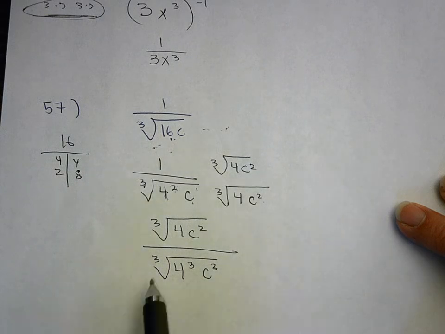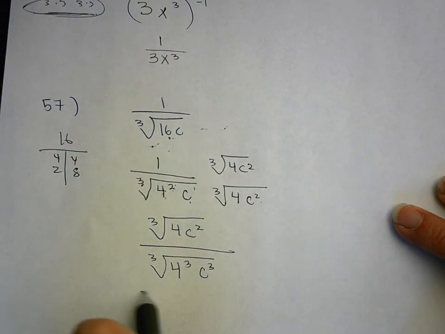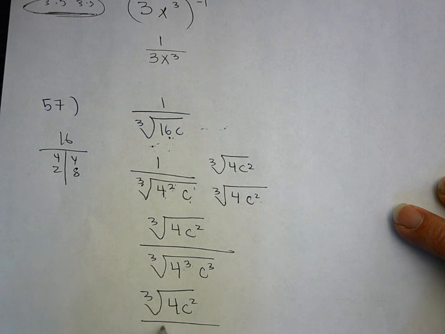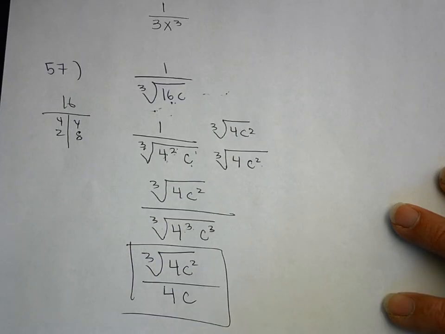And so now this will get rid of that radical in the denominator. So the cube root of 4 cubed would just be 4. The cube root of c cubed would just be c. And so now I have a rational denominator. Whoops, can't see that. There we go. Now I have a rational denominator. Okay, and that's it for this one.